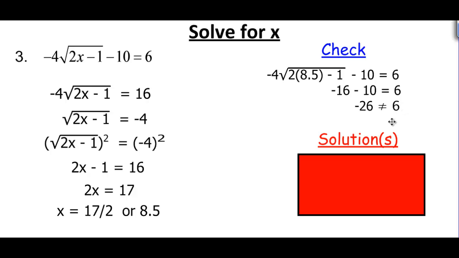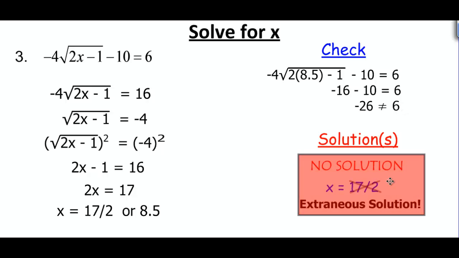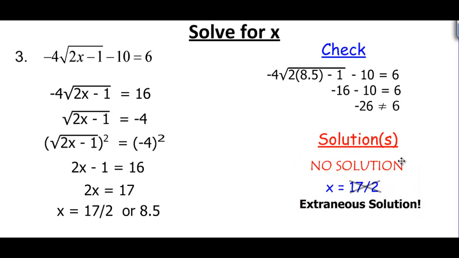Okay, so what happened here? So what that tells me is that I don't have any solutions. This answer that they gave me is actually called an extraneous solution. It's a solution that just happens because I'm manipulating both sides.